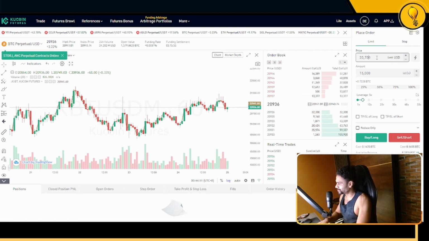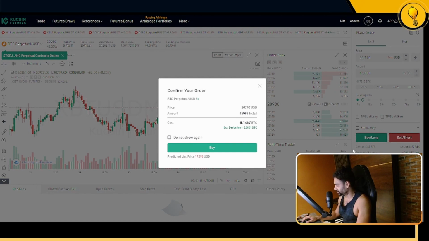I may actually just buy market to show you guys how to trade this. So I'm going to put it up a tad bit. I'm going to buy long. Yeah, we have enough margin on here, 0.14.